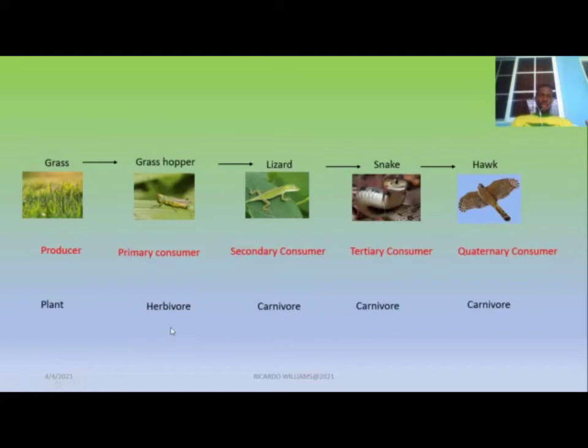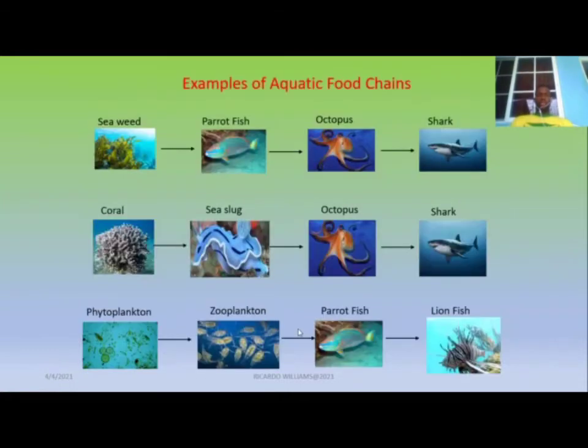But if you follow the blueprint that I just showed you, so that the plants or producers are always being fed on by herbivores, and once you can identify a herbivore, then it's going to be correct, and the carnivores will follow. Alright, so that's basically how the food chain is constructed and works. So let's look now at some aquatic examples.